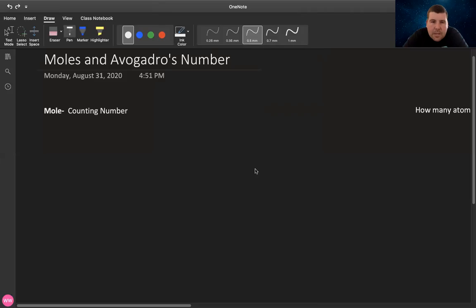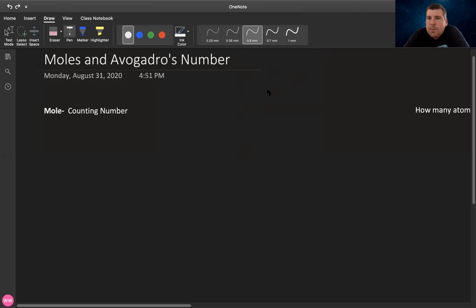Today we're going to be talking about the mole and Avogadro's number. You are going to need a periodic table, a calculator, and something to take notes on. I have a graphic organizer linked below if you would like to use that, or a good old-fashioned notebook is perfectly fine as well. So let's go ahead and get started.